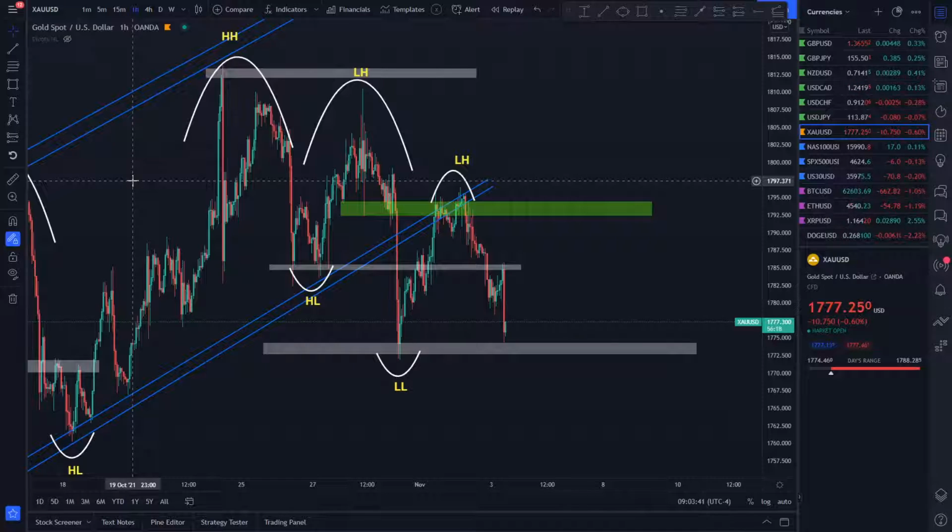If you just start marking up support and resistance everywhere, you're going to start getting confused and you're going to start chopping your trades. You guys understand that?